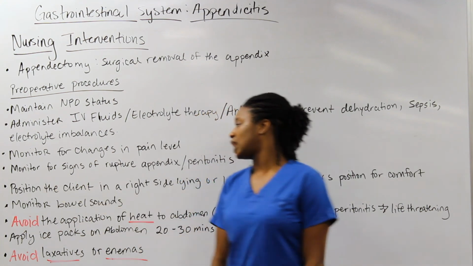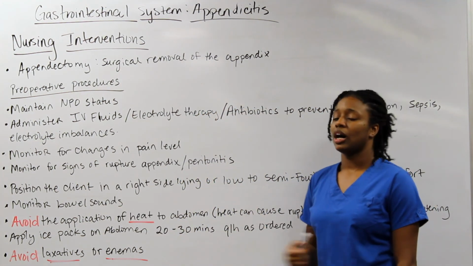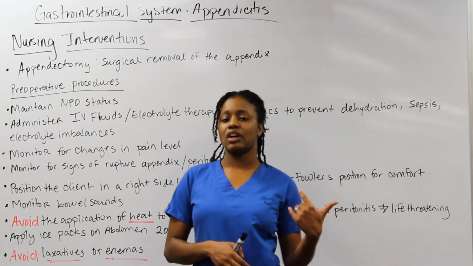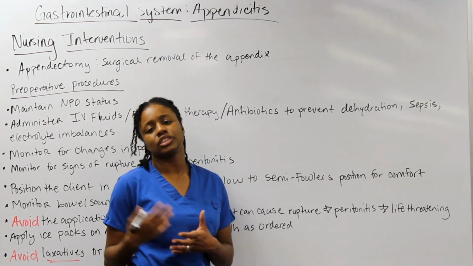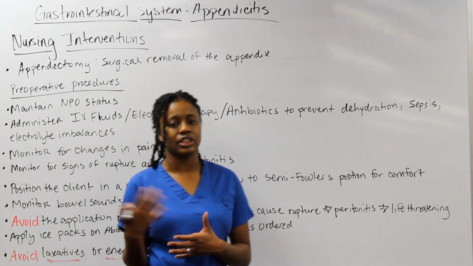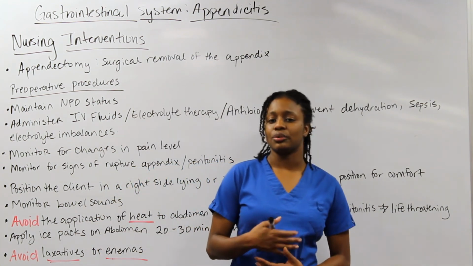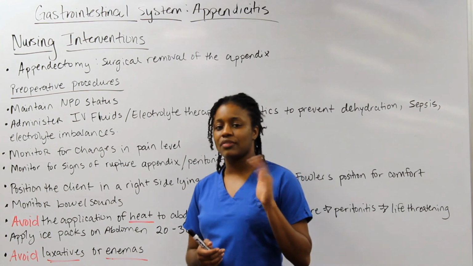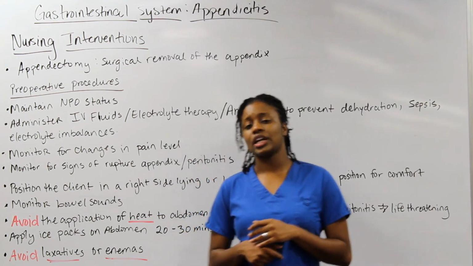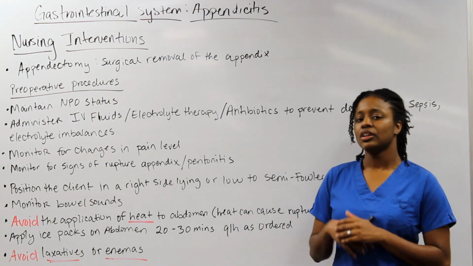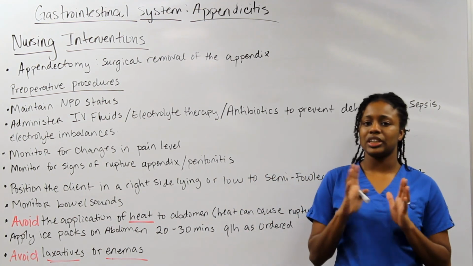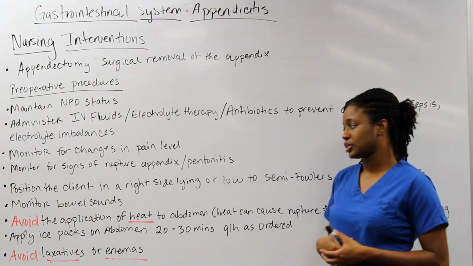Also, you want to position the client in a right side-lying position or a low semi-Fowler's position, just for comfort, right? Just positioning can help alleviate some of that pain. So again, you already know semi-Fowler is halfway up, right? And you have full Fowler's at 45, semi-Fowler's around 30 degrees, all right? Or maybe sometimes 20, but mainly 30 to 45 degrees is Fowler's, okay?